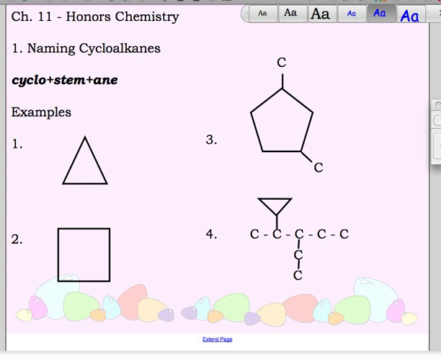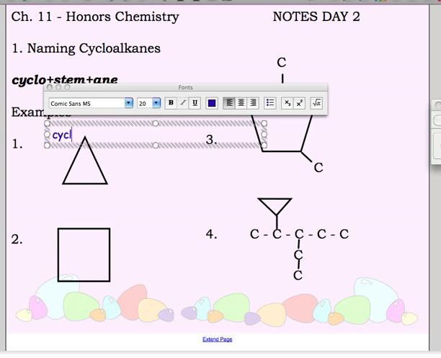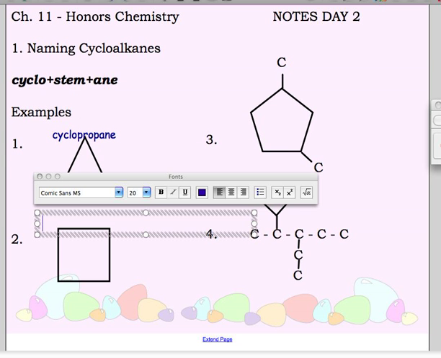first one, we have 1, 2, 3 carbons in a ring. So you look up your number, and if you look up number 3, you're at prop. So instead of just being propane, this guy is called cyclopropane. And if you look down here, we have 1, 2, 3, 4 carbons, and they're in a ring. So you look up 4, which is but. And again, instead of calling it butane, you call it cyclobutane.